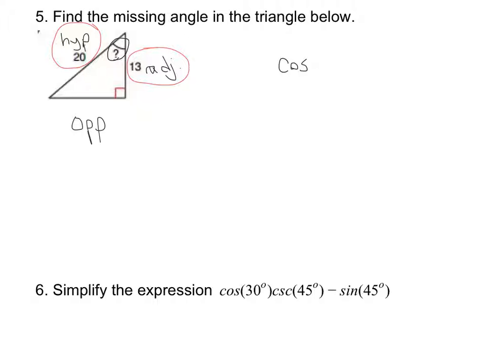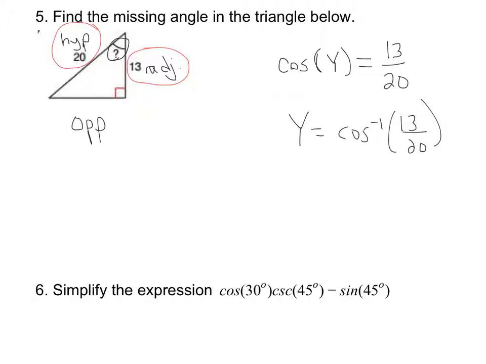So we have cosine of this mystery angle. I'll call it angle y. It doesn't matter. So cosine of this mystery angle y, where the question mark is, is equal to 13 over 20. So just like the problem before, if I want to find this angle y, I will take the inverse cosine of 13 over 20. And what that will do is find my angle. So the inverse cosine of 13 over 20 is going to give me 49.5 degrees.